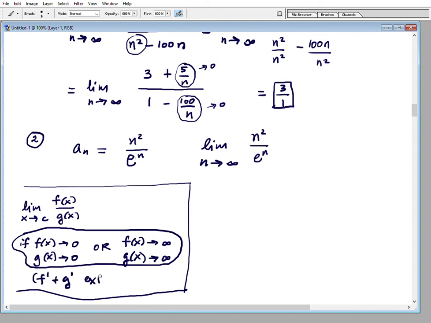Okay, so if this is true, in other words, if top and bottom go to 0 or top and bottom go to infinity, if you have a 0 over 0 limit or infinity over infinity limit, then this is equal to the limit as x goes to c of f prime over g prime. Okay. So this is L'Hopital.